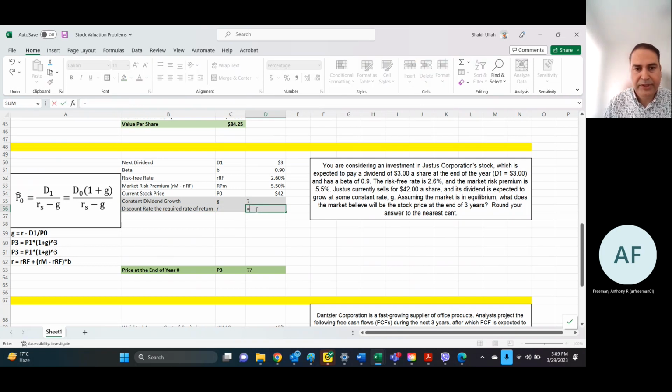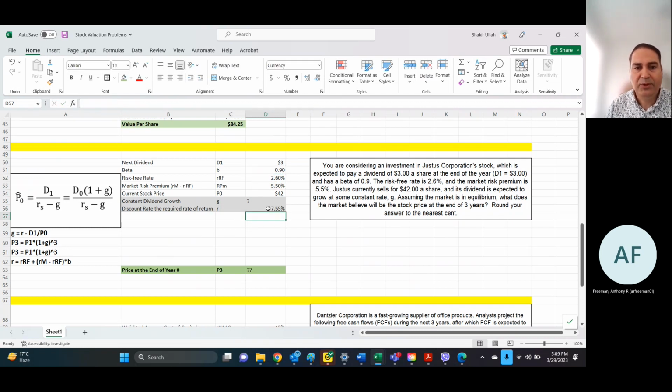So we have all the data for this, all the variables. That is equal to, let's start with the RRF, which is the risk-free rate, 2.6% given to us, plus this RM minus RRF, which is the market risk premium, that is also given to us as a whole. So that is 5.5%, and then multiplied by the beta, which is 0.9. So we got that one.